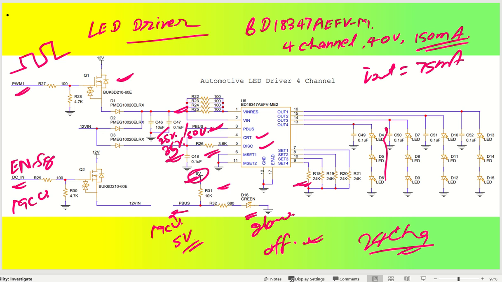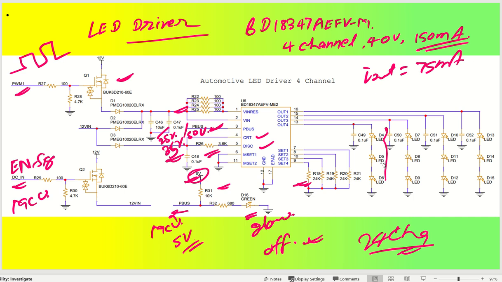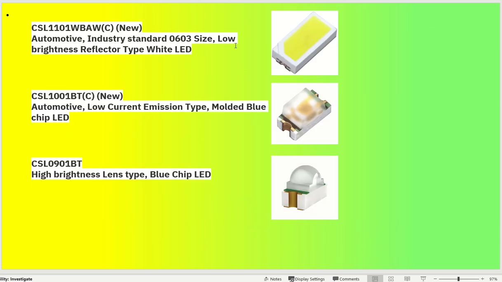Good. Some of the parts that you can take up for the LEDs to be used in this particular design, you can take up these LEDs. These are the part numbers, which are automotive industry 0603 size low brightness reflector type white LEDs. This is a blue chip LED with low current emission, and this is a high brightness LED. So any of these LEDs, or some other LEDs if you want to use, I have already given you a training session in the last session, so you can use those LEDs.